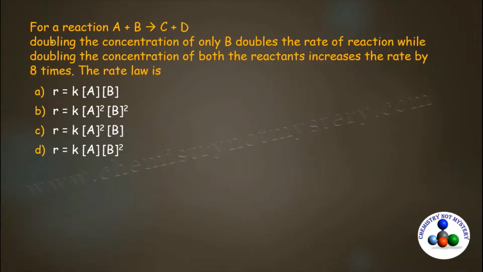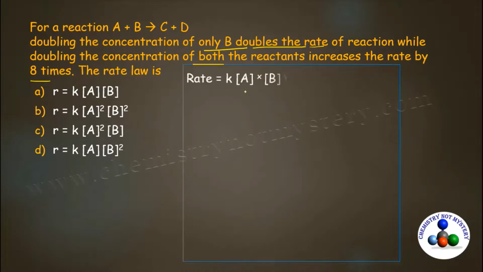For a reaction A plus B gives C plus D. Doubling the concentration of only B doubles the rate of reaction, while doubling the concentration of both the reactants increases the rate by 8 times. So the rate law will be, and these are the options. To solve this question, first write down the rate law. So rate will be equal to rate constant multiplied by concentration of A raised to the power x multiplied by the concentration of B raised to the power y.